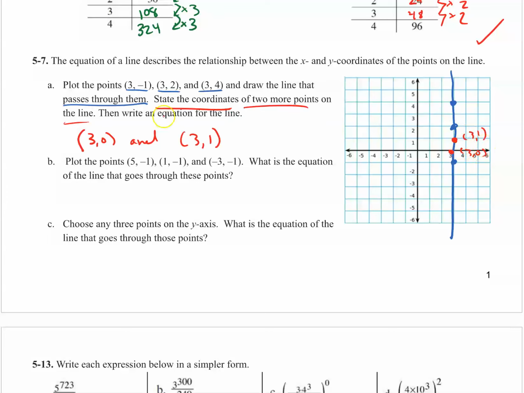All right, next we need to write an equation for the line. This is a vertical line. It crosses the x-axis at 3. And that's the equation. You can work on B and also C. For C, don't forget that the y-axis is this one. So choose any 3 points on the y-axis. And what is the equation?